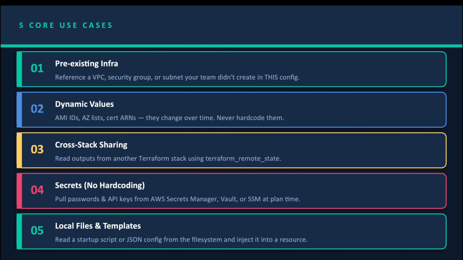These are AWS services, used through a data source at plan time. Last, the fifth one, local files and templates. Read a startup script or a JSON config from your file system and inject it directly into a resource.